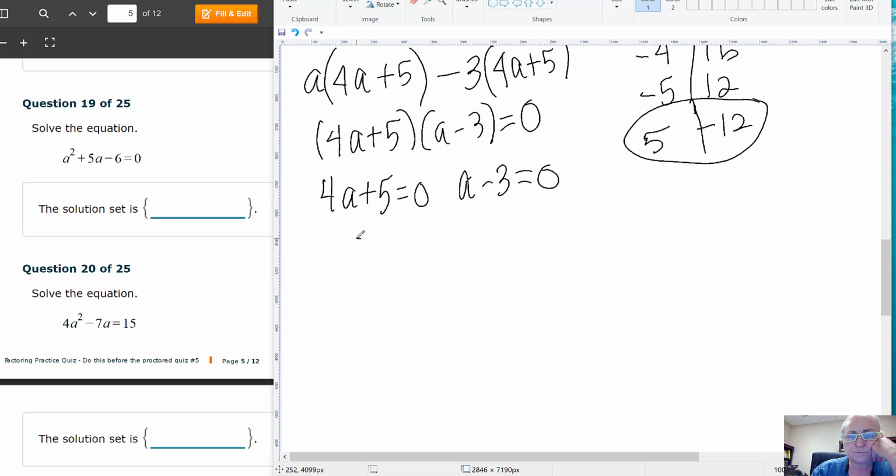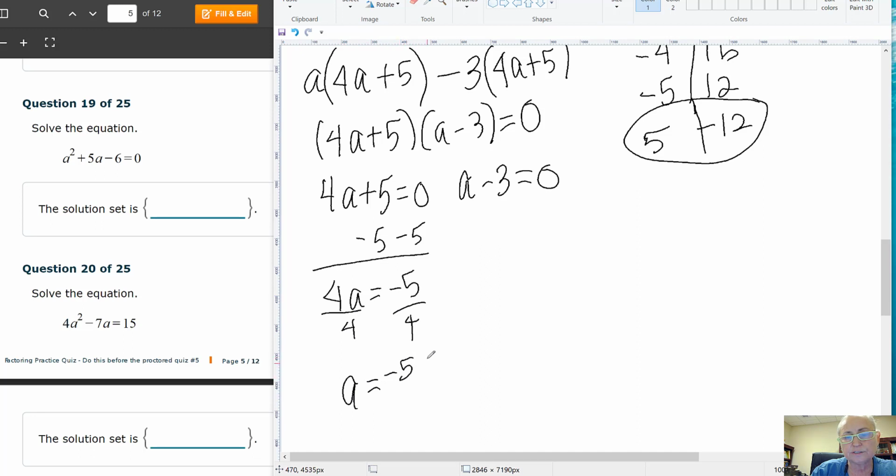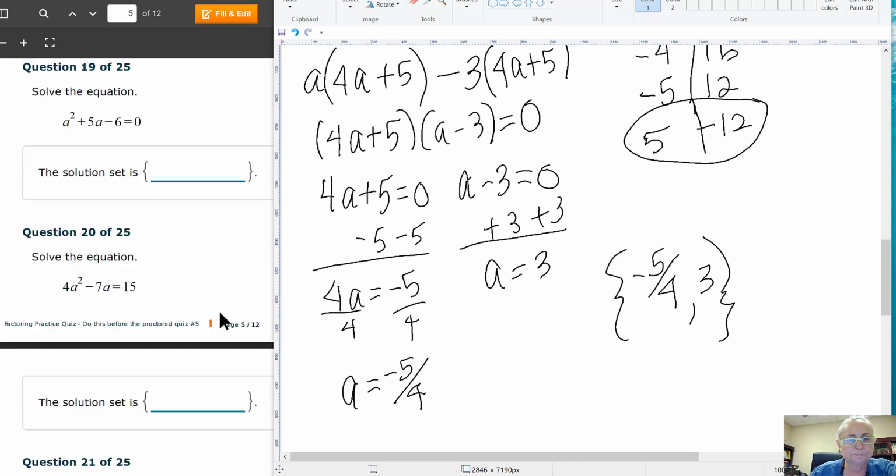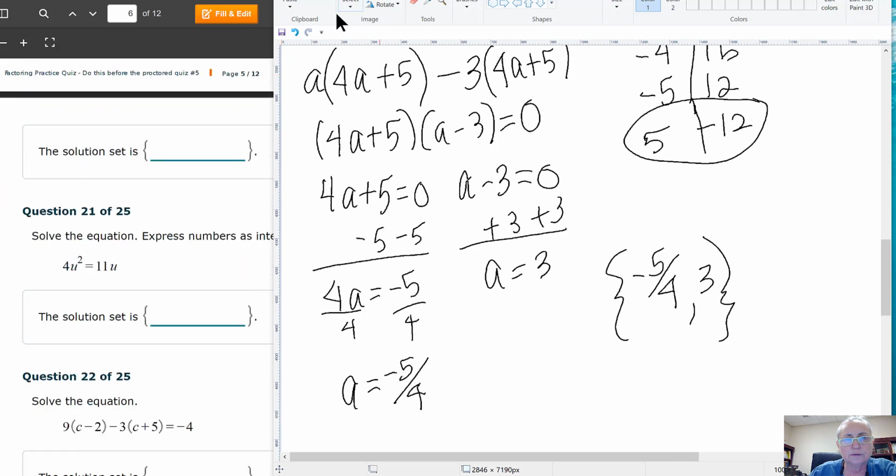So let's solve these. We subtract 5 here. 4a equals negative 5, divide by 4. We got a fraction, that's okay. Equations can have fractions for answers. Over here, this one's a nice whole number. a equals 3. So my solution set is negative 5 over 4 and 3. So I had to do that AC method that time. All right, let's keep going.